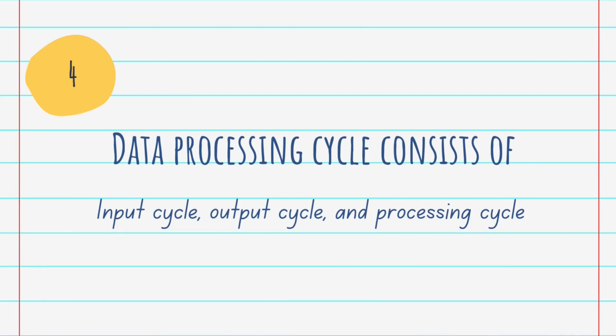Question number 4 is data processing cycle consists of. Answer is input cycle, output cycle, and processing cycle. Actually, data processing is the method of collecting raw data and translating it into usable information. The data processing cycle consists of a series of steps where raw data, that is input, is fed into a process CPU to produce actionable insights, that is the output. Each step is taken in a specific order, but the entire process is repeated in a cyclic manner. The first data processing cycle's output can be stored and fed as the input for the next cycle.